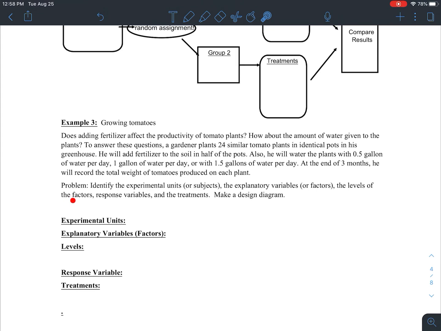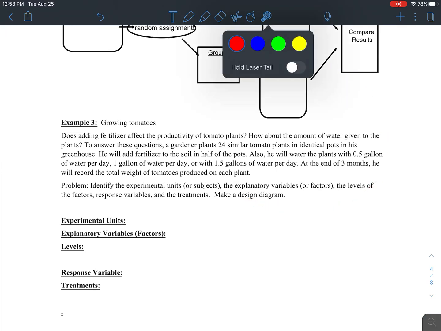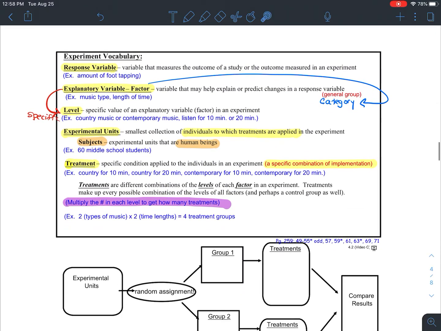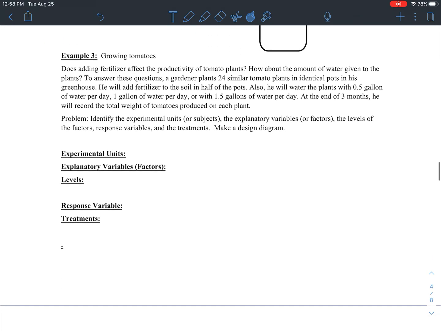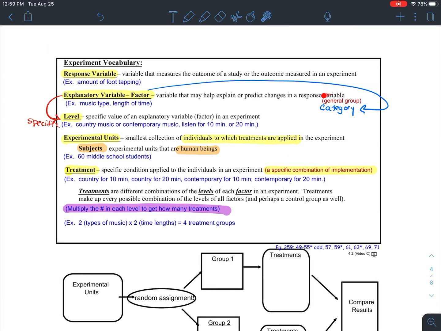Problem: identify the experimental units or subjects, the explanatory variables or factors, the levels of the factors, the response variables, and the treatments. Make a design diagram, which is what we're going to do up here. So let's first identify each of these things. And again, we sort of defined what each of these things were up above here. Okay, the first thing they're asking for is the experimental units. So these are the individuals to which the treatments are being applied. So who or what is receiving the treatment? That would be the 24 tomato plants.